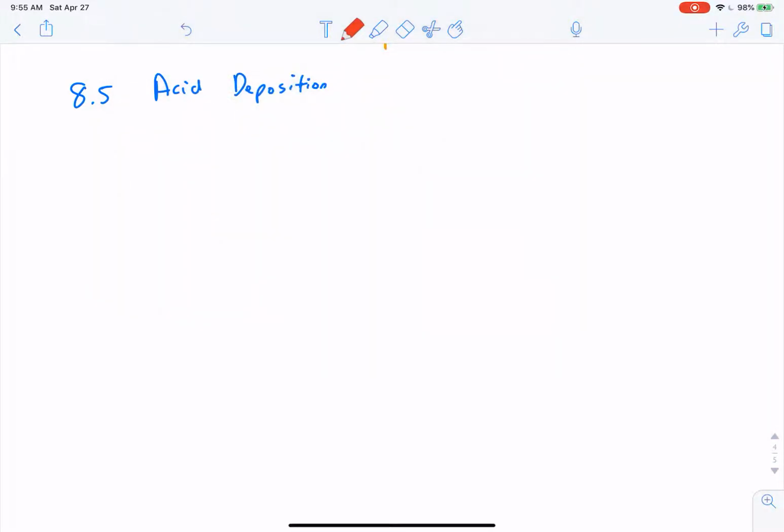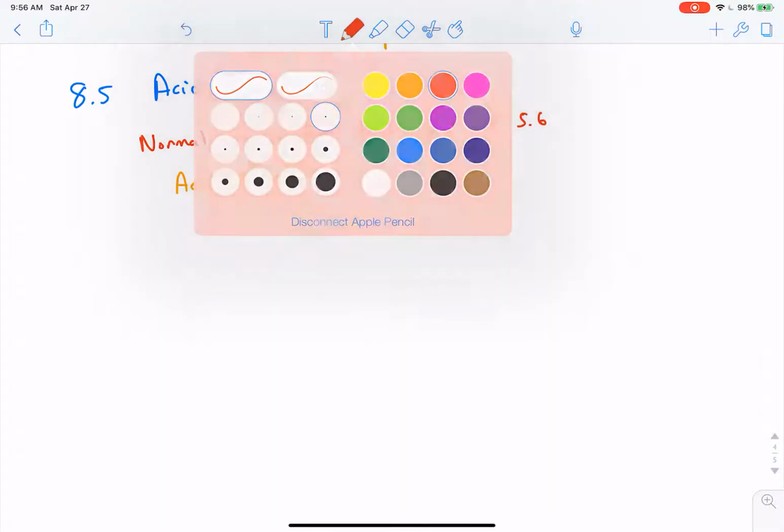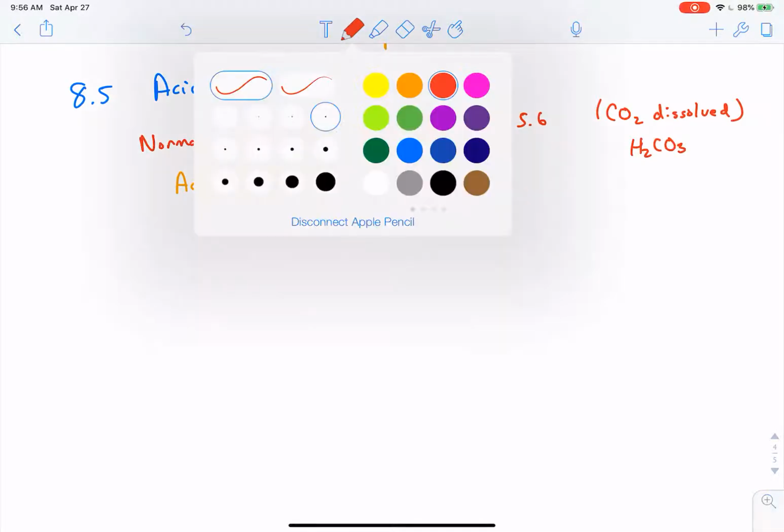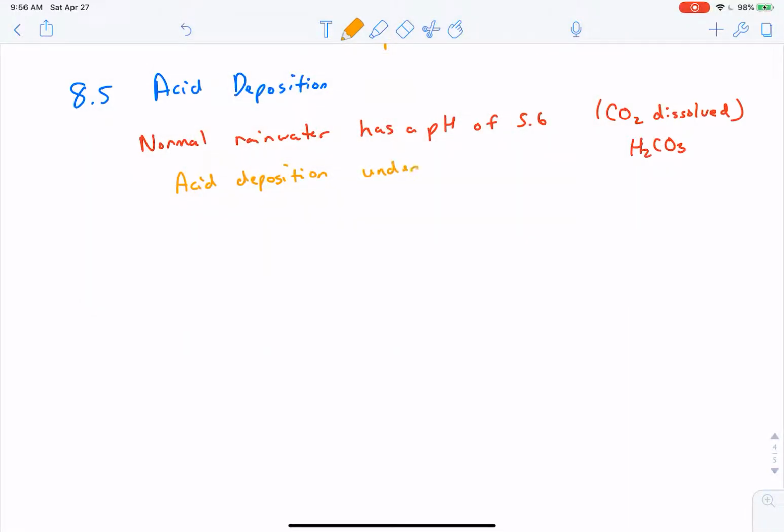Remember, normal rainwater has a pH of 5.6. It is always naturally slightly acidic. We'll get into acid deposition. The reason is there's CO2 dissolved, which then makes carbonic acid. That's why it's slightly acidic. So acid deposition is anything under 5.6.